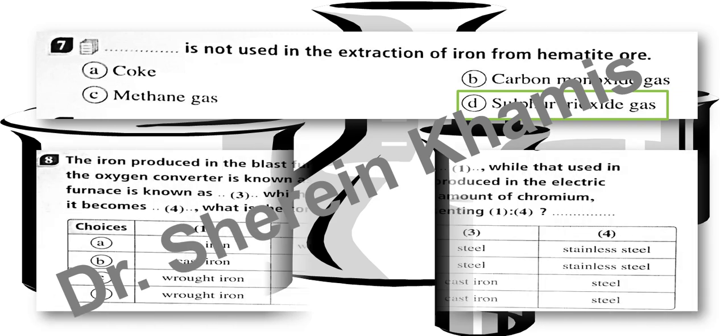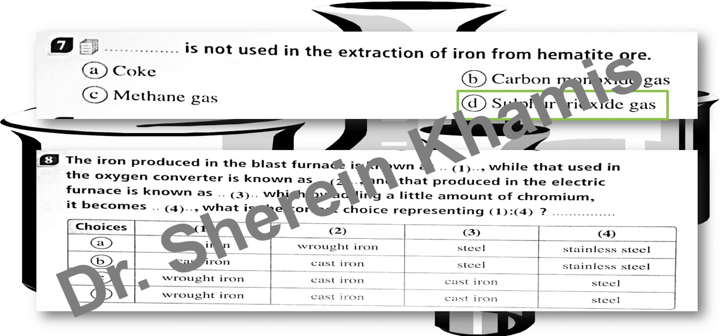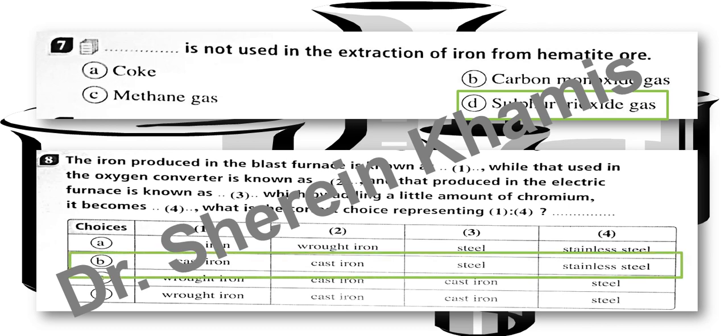Okay, another question. Question number 8 here. The iron produced in the blast furnace is known as. Okay, we have here choices in column 1. Another one: that which is used in the oxygen converter is known as. We have here also choices in column 2. Another one: that produced in the electric furnace is known as what, and which, by adding a little amount of chromium, becomes what. Okay, what is the correct choice from 1 to 4? Here we have B as the right answer.